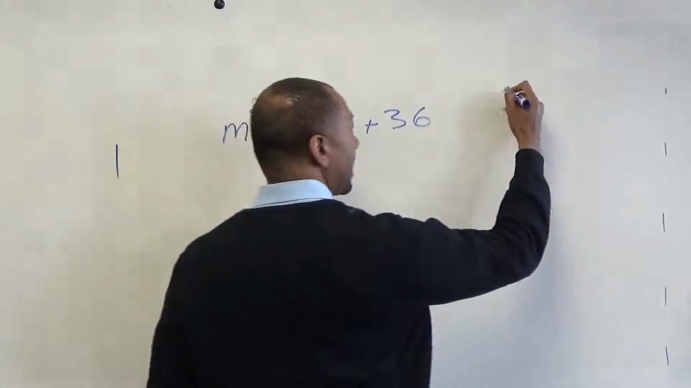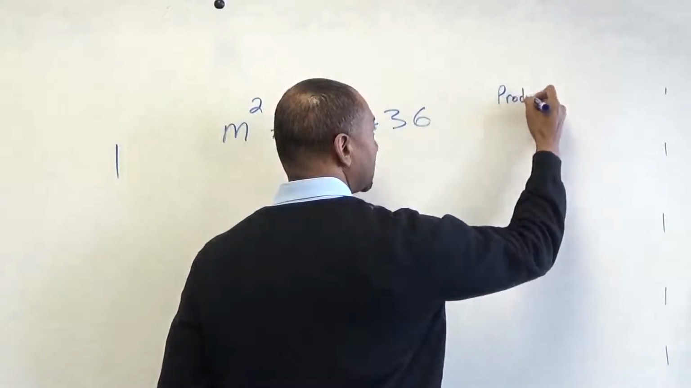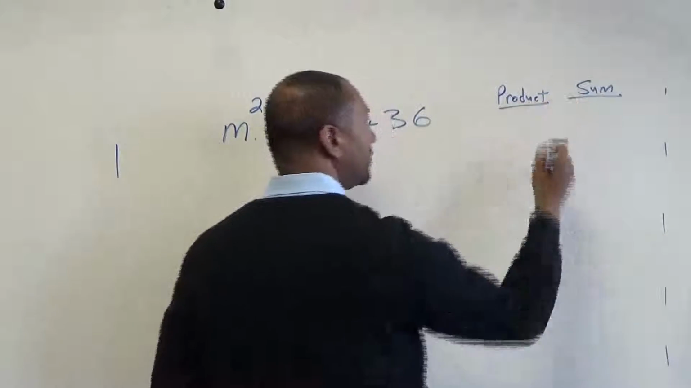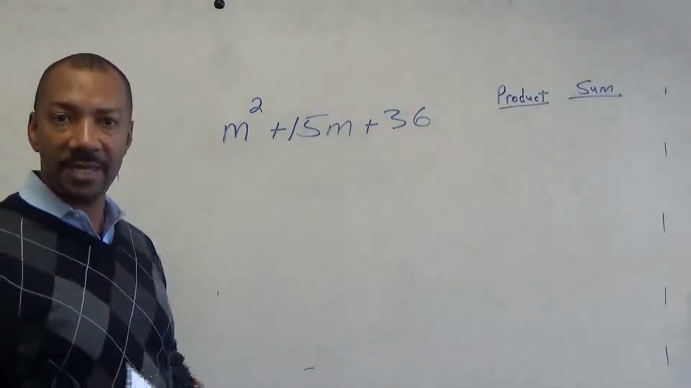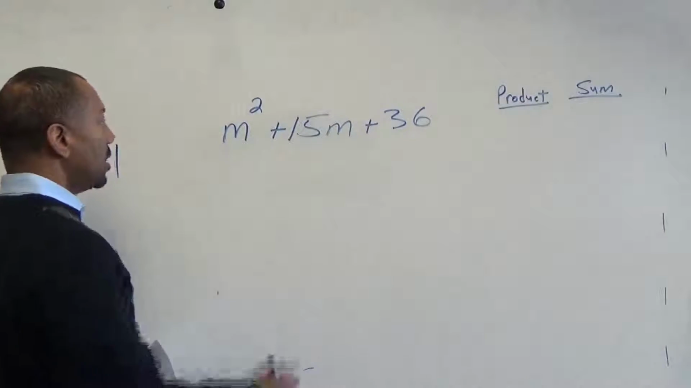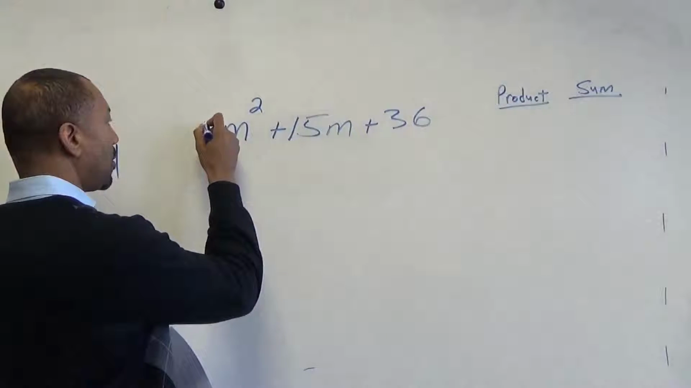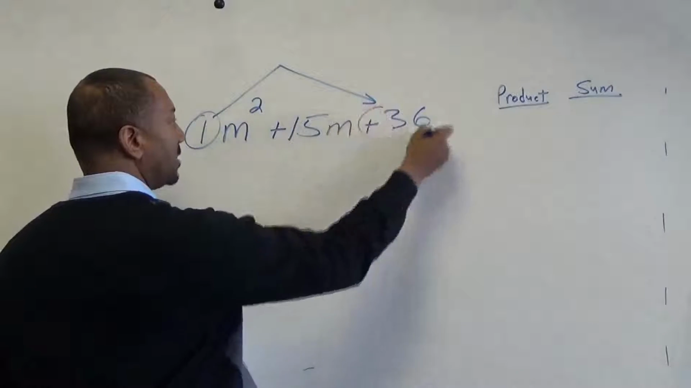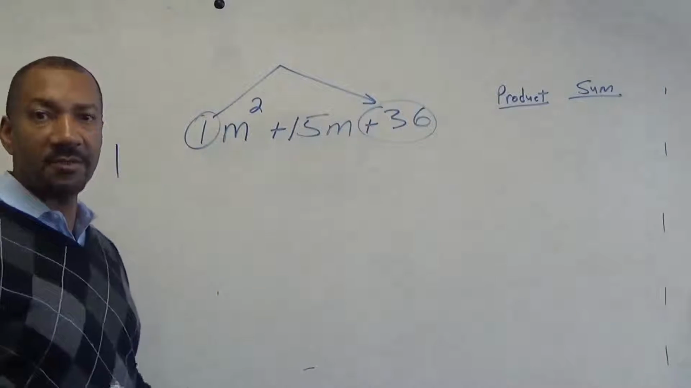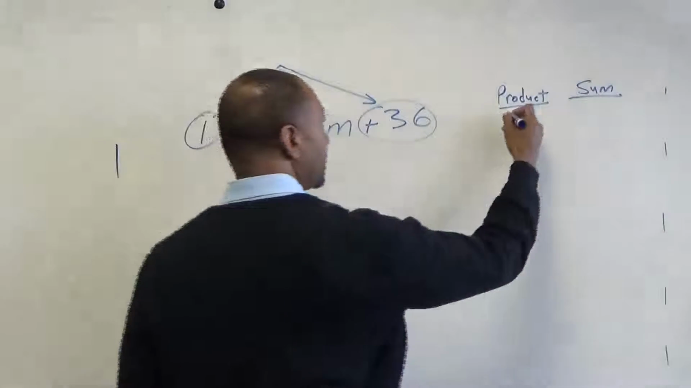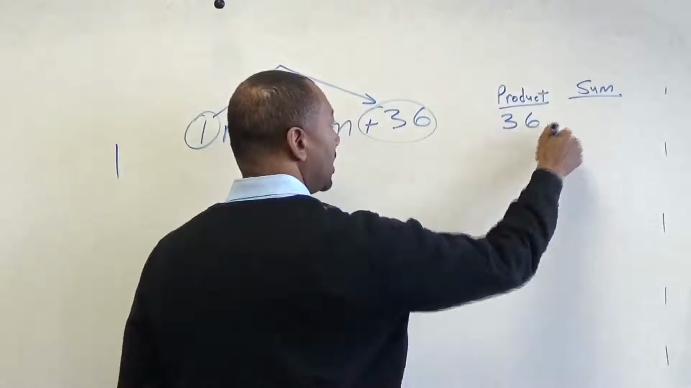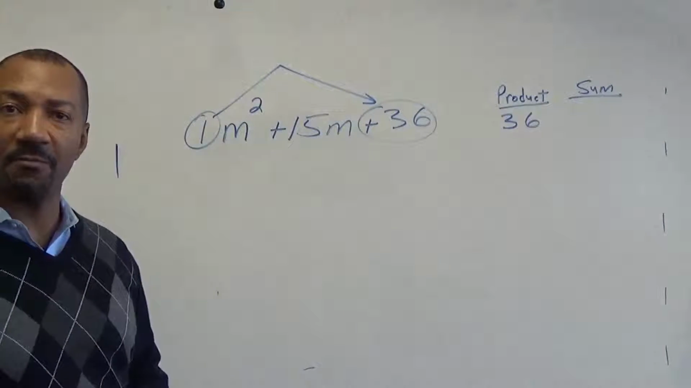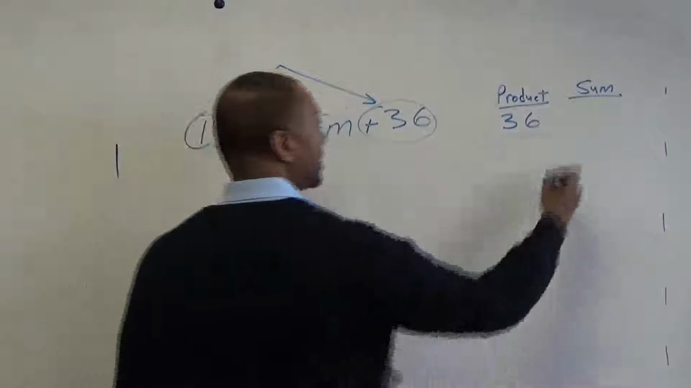So off to the side, I want you to just write product, also sum. And if you've never seen this before, it's really kind of a cool technique. Here's how it works. You're going to take the coefficient of your squared term, which is 1, and multiply that by your constant, your last term. And so in this case, we get 36. Under sum, you're going to write down whatever the coefficient is for your middle term, and in our case, it's 15.